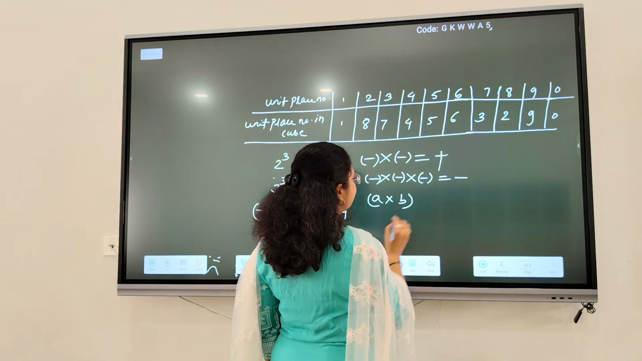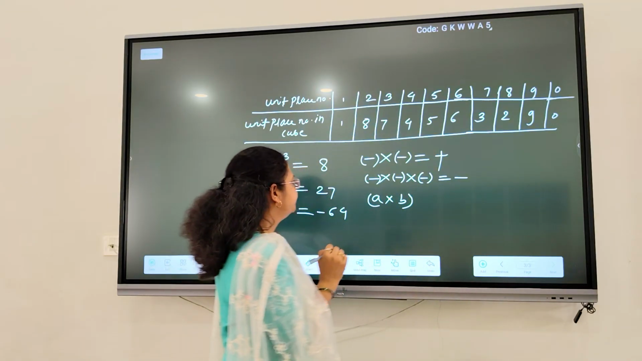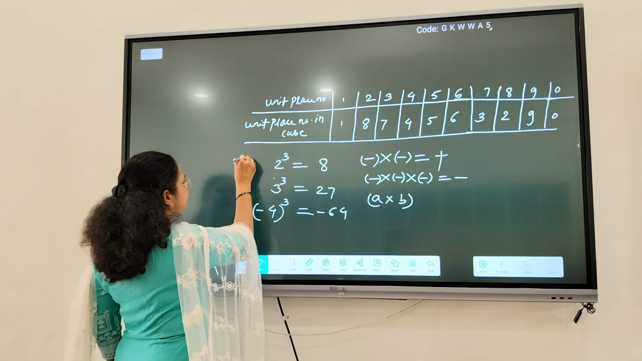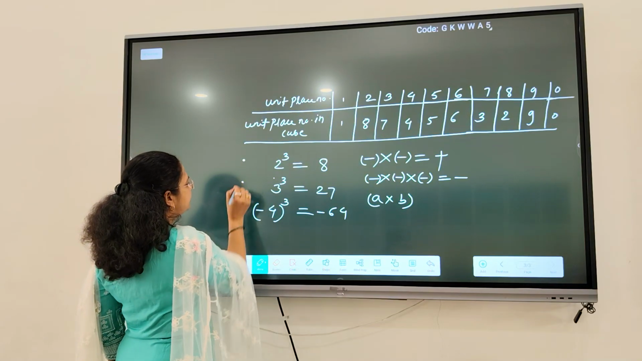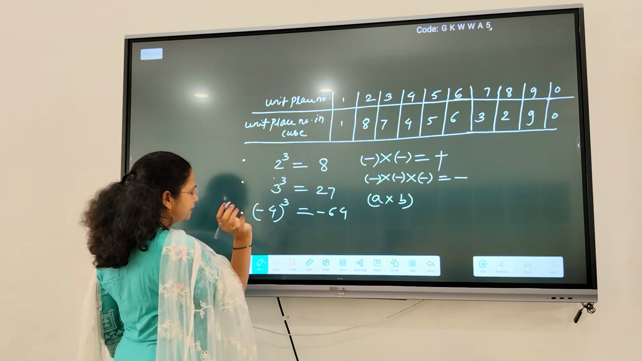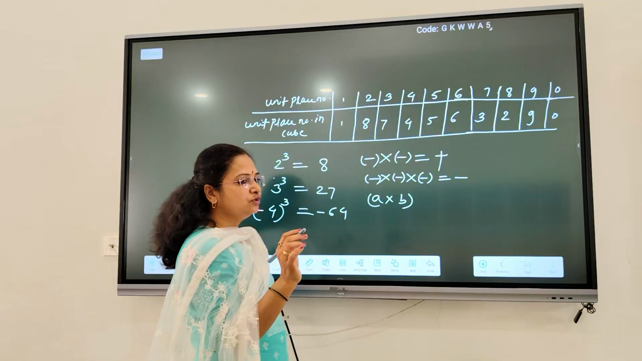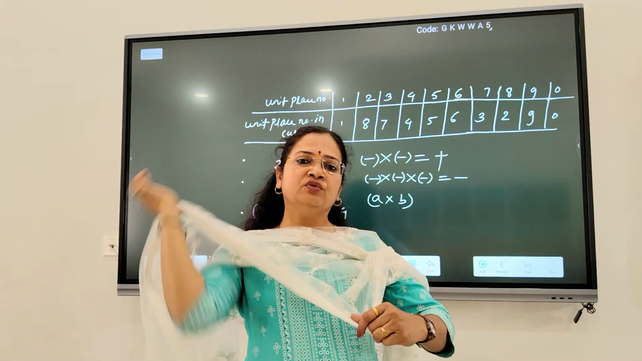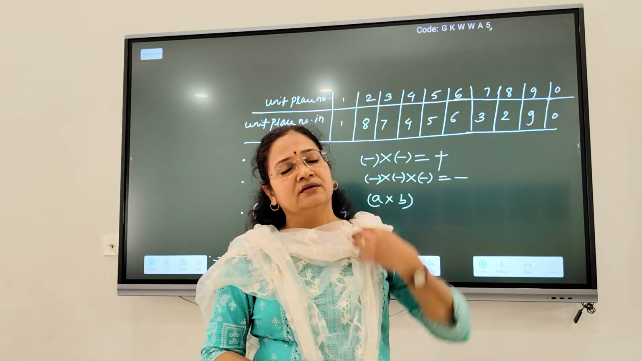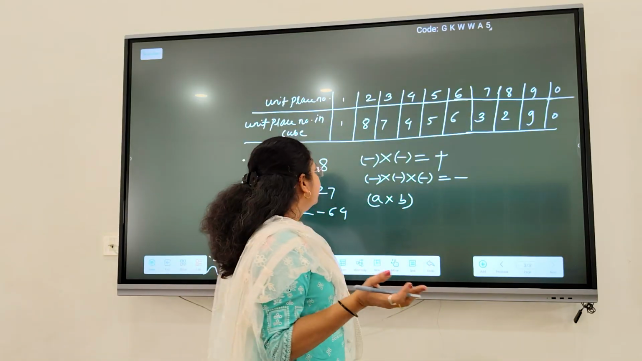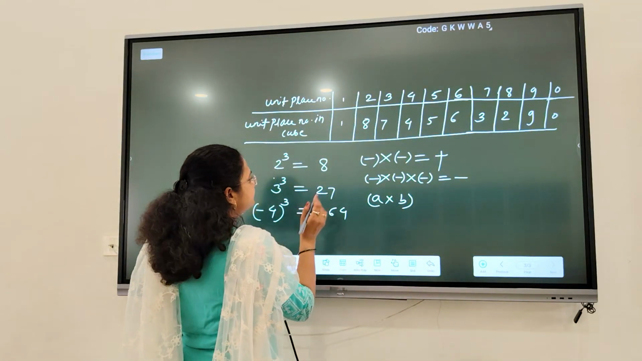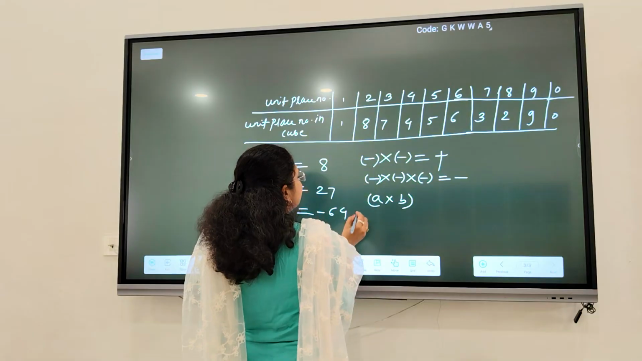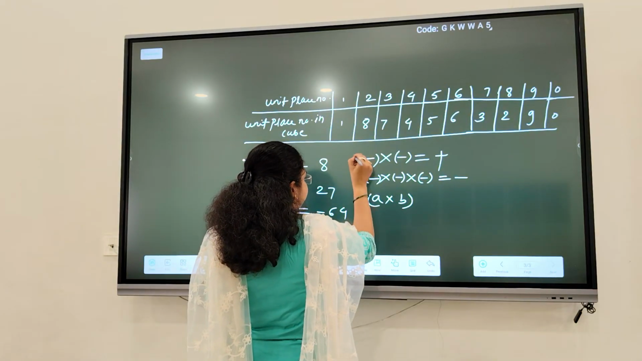These are properties, and they are written in your notebook and given in your textbook. So you have to go through them and note them down if you want, so that you will remember them very well. These are properties.